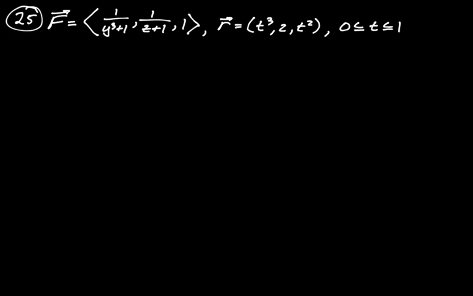r is t cubed, comma, 2, comma, t squared. So I'm not even going to color code this one because I think we know what we're doing at this point. Let's just go for it. It's pretty straightforward, right? We're doing the integral along c of f dot dr.